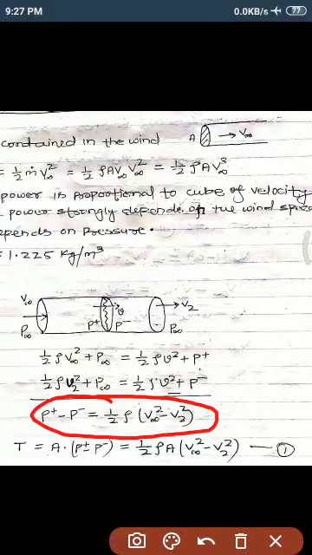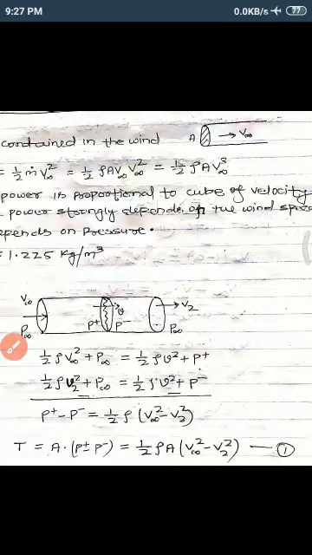By using this, we can calculate the thrust easily. Thrust is equal to area into this pressure difference. So, the thrust can be calculated by using Bernoulli's principle as T is equal to half rho A into v infinite square minus v2 square. Then again, this thrust can be calculated by using momentum conservation.